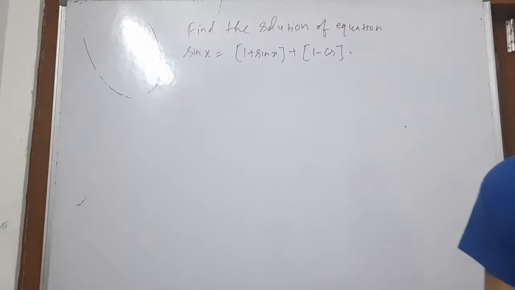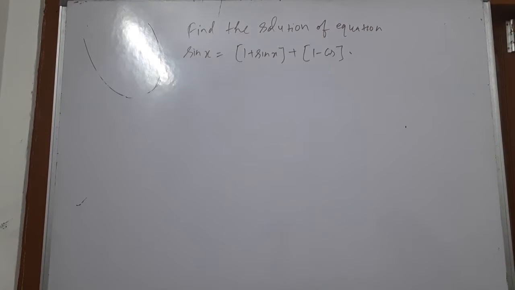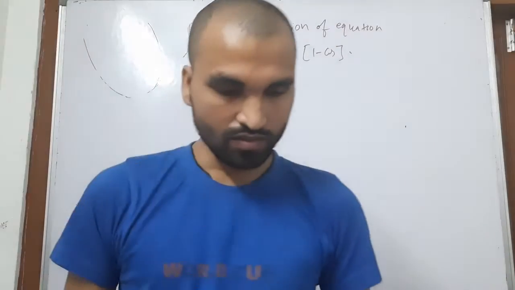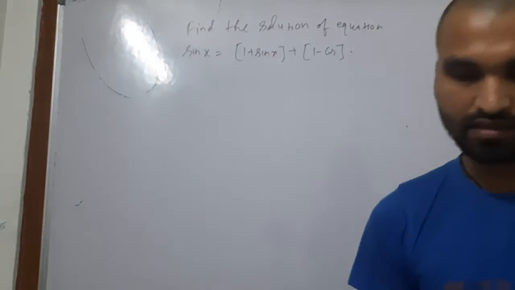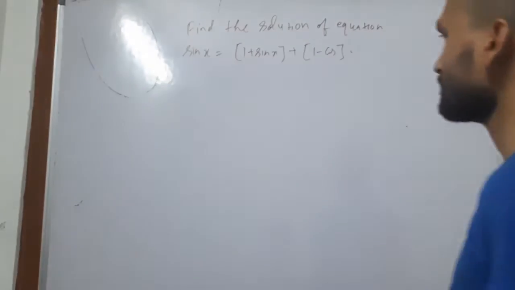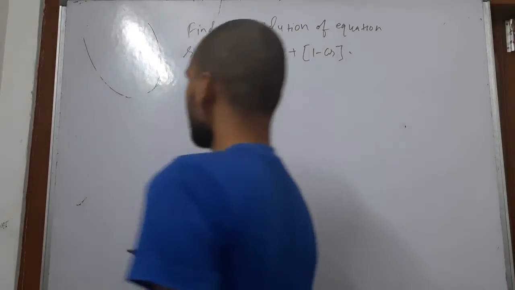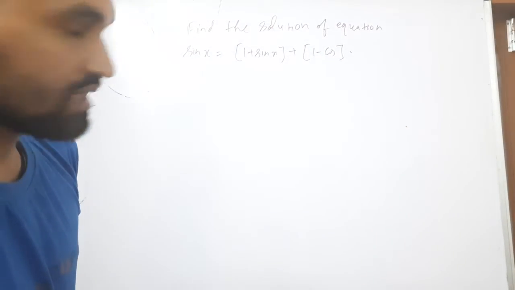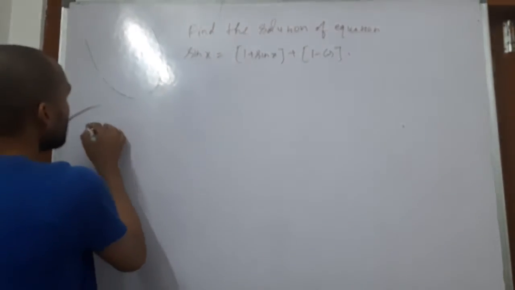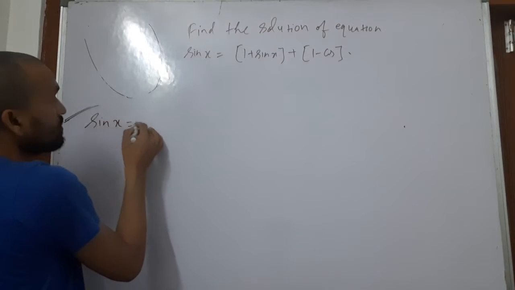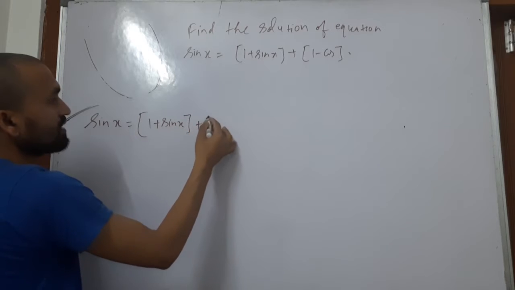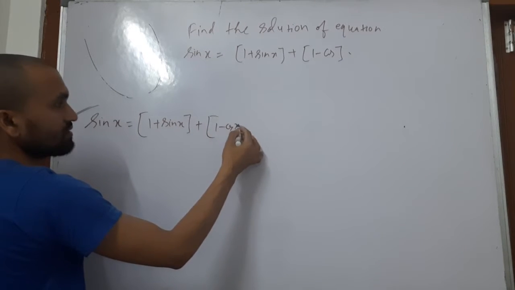Okay, students, we have to solve this equation. So now we should start the process of solution, as we have given that sin x is equal to greatest integer of 1 plus sin x plus greatest integer of 1 minus cos x.